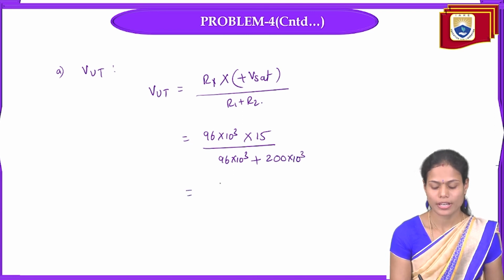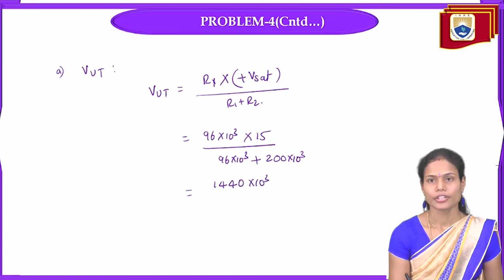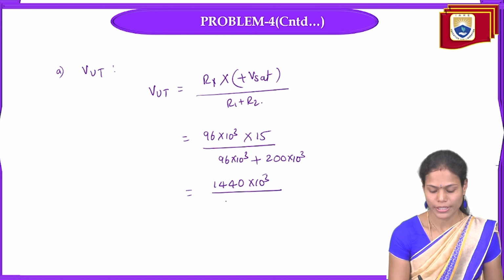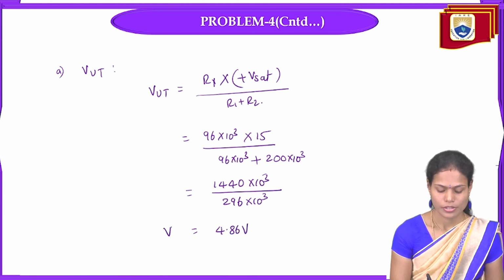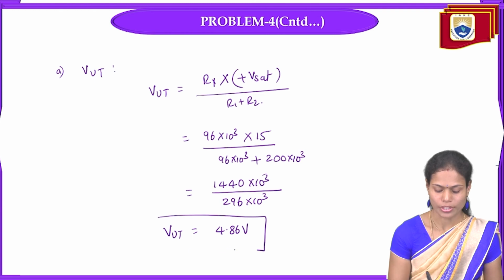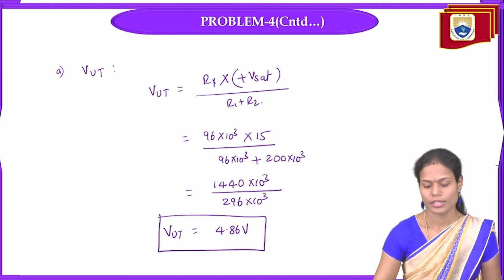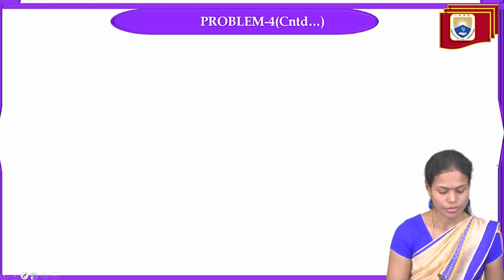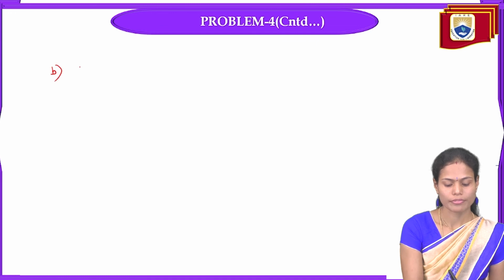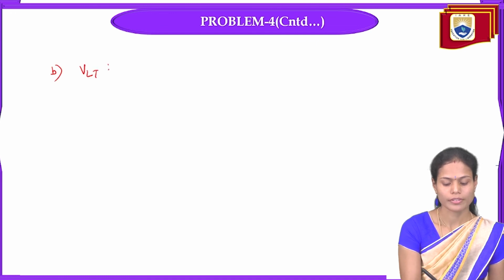So we will get here 1440 into 10 power 3 divided by 296 into 10 power 3. After simplification, we will get 4.86 volts. So this is the upper threshold voltage value for the given circuit. And similarly, we need to find the lower threshold voltage, VLT.